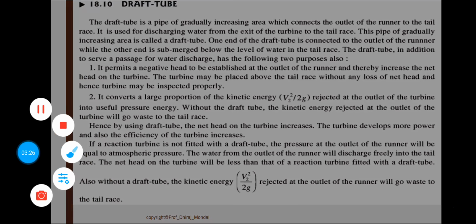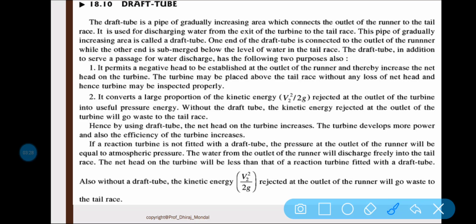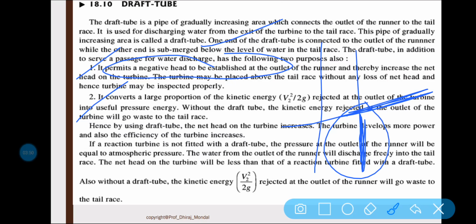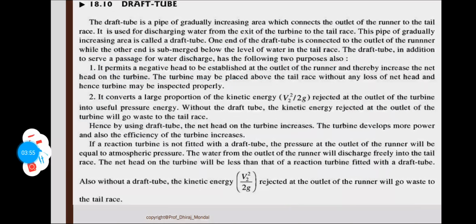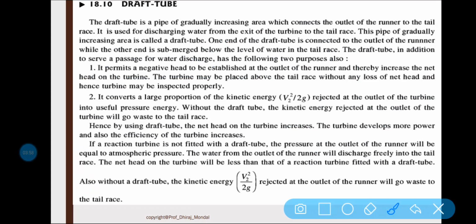It is written here, and you can read all this. Nothing more to discuss here. Basically a negative head is established here. If this is your water level, then this much head we are getting. Because of the negative head, the total net head is increasing. Come to the next point.